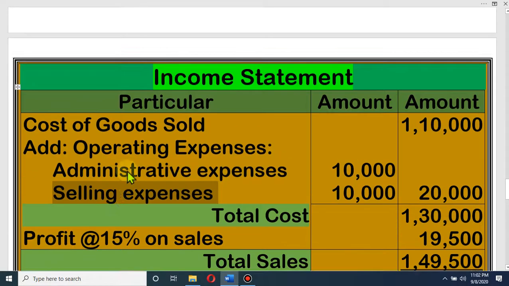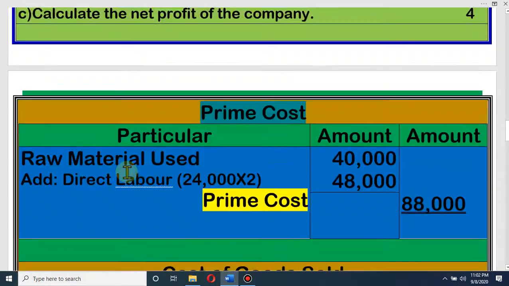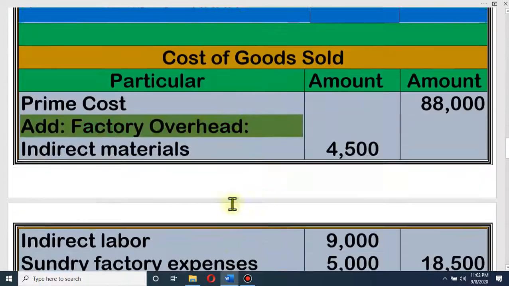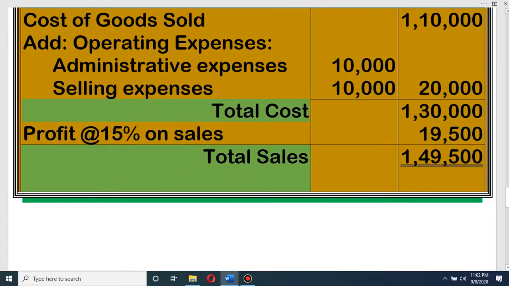So dear student, look at the question. Administrative expenses are 10,000, and selling expenses are also taka 10,000. So we will get the total cost. Cost of goods sold plus administrative expenses 10,000 and selling expenses 10,000. That means 20,000 is our operating expenses, and our total cost is 1,10,000 plus 20,000, which is 1,30,000. 1,30,000 is our total cost.